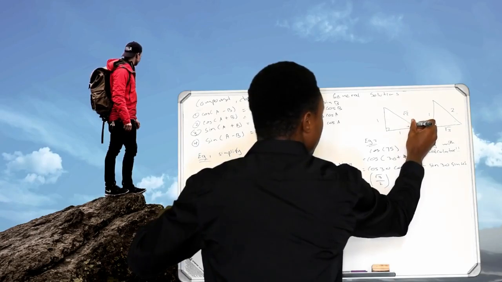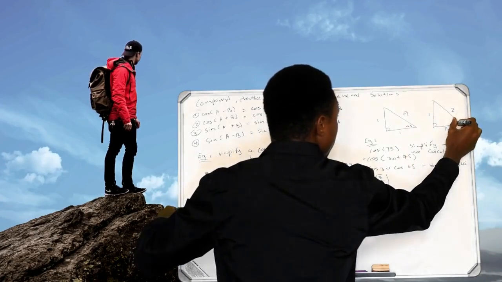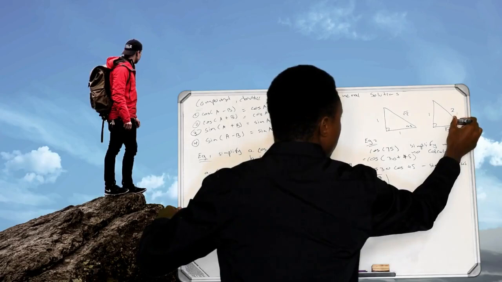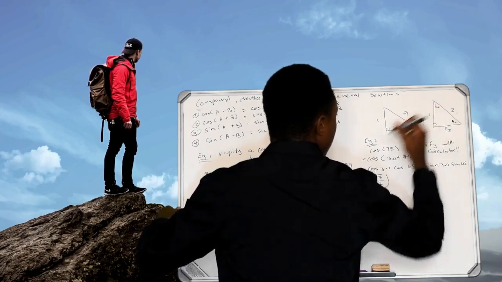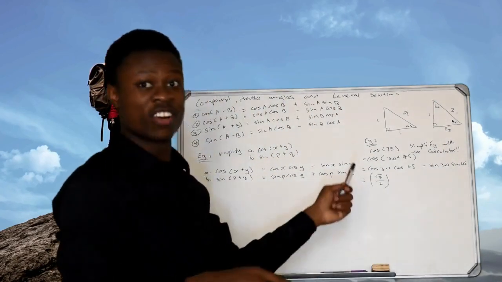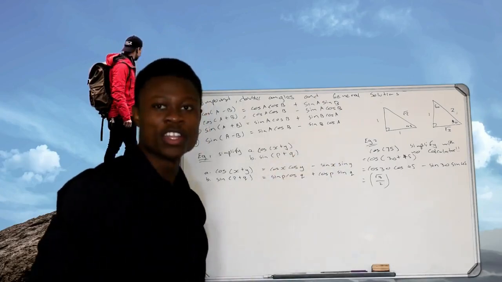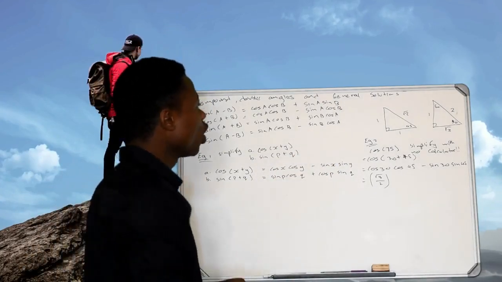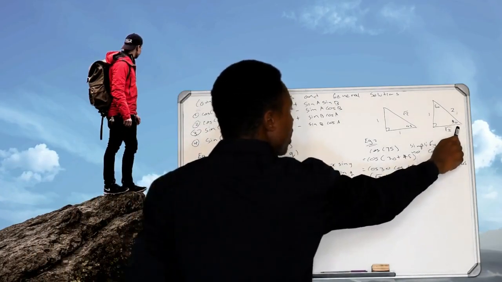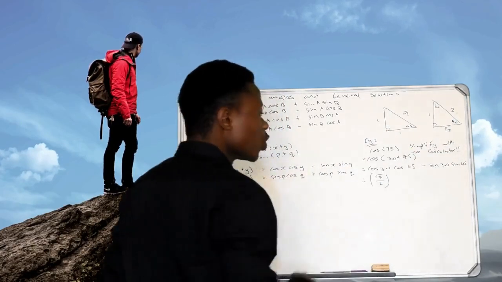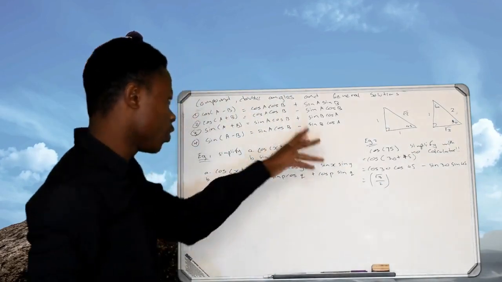This is 45. This is 30. And this is 60. Okay, now those are the right ones. The ones before were the wrong ones. Okay, so now if I look at it, it says cos 30. Cos 30 is root 3 over 2. You can put that in your calculator and see if it is correct.